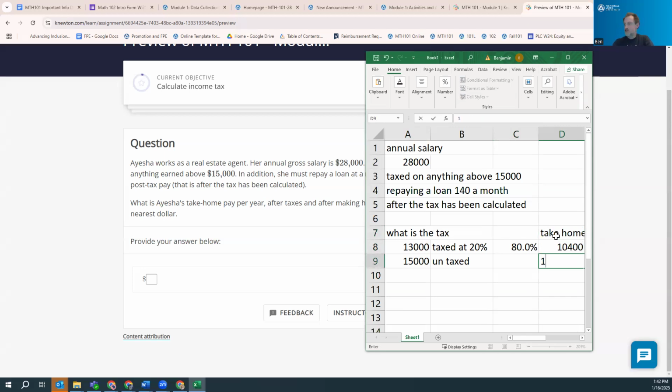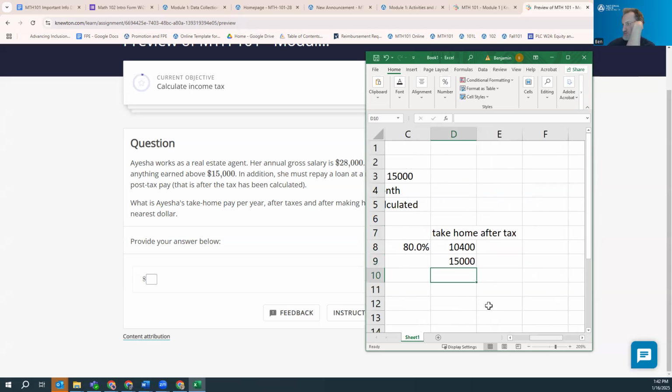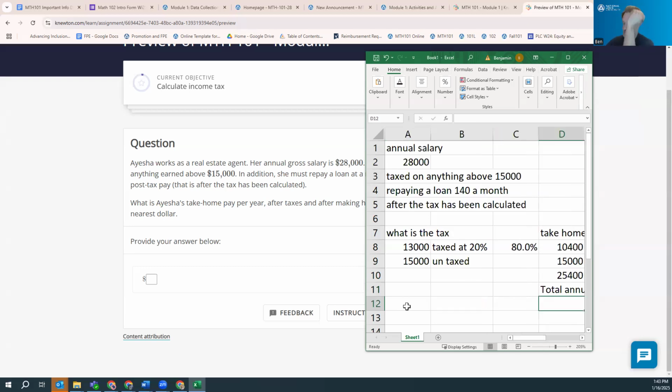But there's also the 15,000 that I get to take home, which was basically tax free. So I need to put these two together. I'm going to add this number and this number. One of the things you see me using here is cell references. We're going to talk more about that in week 2. But this is my total annual after tax amount. Okay. So now I know that 25,400 is my annual amount, I can do some scaling to change that into a monthly amount.